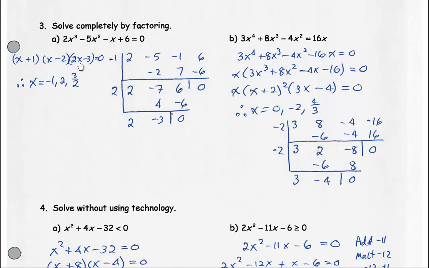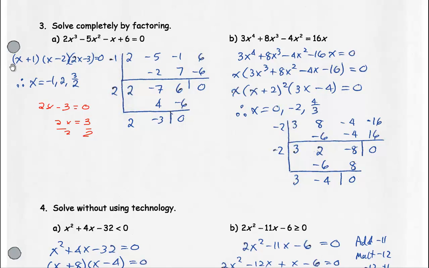Those are the 3 linear factors. So if we set x plus 1 to 0, we get -1. If we set x minus 2 equal to 0, we get 2. And if we solve 2x minus 3, and maybe I'll do that one here, 2x minus 3 equals 0. Bring the 3 over, so we would have 2x equals 3, and divide out the 2, so we get 3/2. So that's the 3 solutions for A.